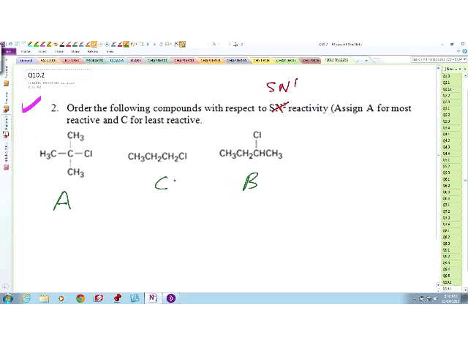And C, of course, is this here. Now, let me tell you why tertiary carbocation is not good for SN2 reaction. Okay. Supposing we have this, yes.